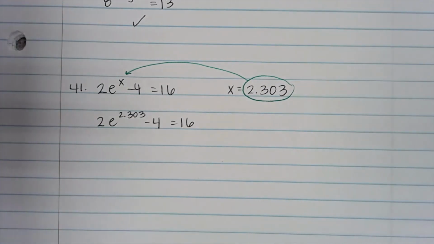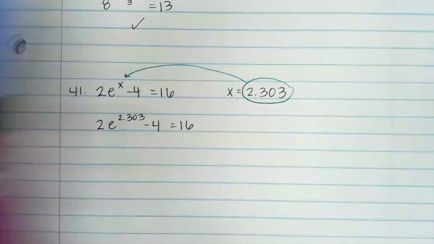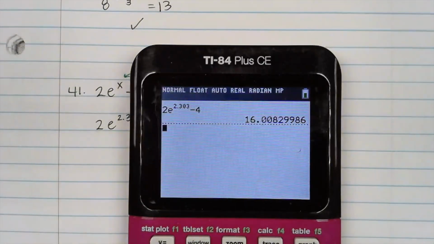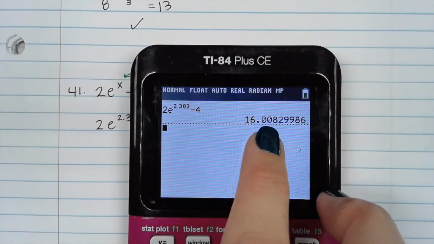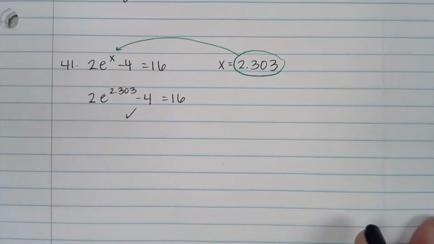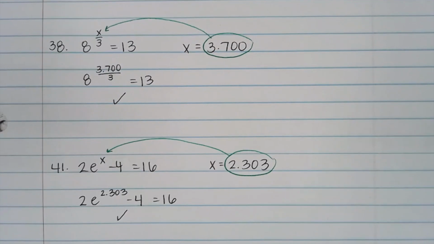The E button on your calculator that gives you the exponent is this E button over here, above the ln key. So 2e to the 2.303 minus 4, and when I type that into my calculator, I get a smidge more than 16, but that's how I know that I got the answer to the question right. So anytime you're solving, you can do this math and check your answer for any of those questions. That would be a helpful hint for you to use on the test.